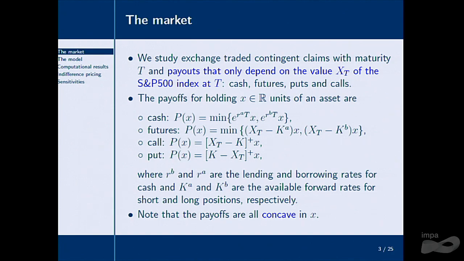What's nice about these things is that they are all concave functions of your x, your position in them. These minimums always give concave functions, positively homogeneous. Teemu, could you put binaries there too? Did you try binaries? You could, but you don't get quotes for them. We'll price binaries. I'll show you. That's at the end, the computational results.